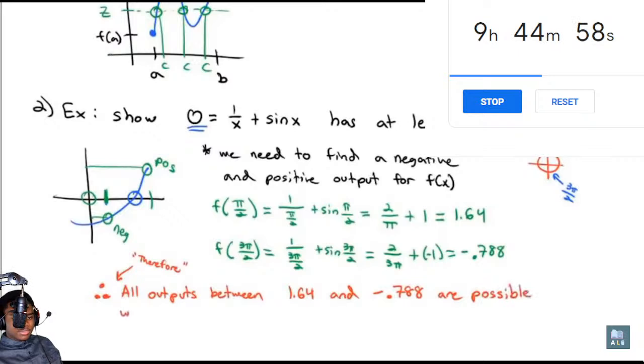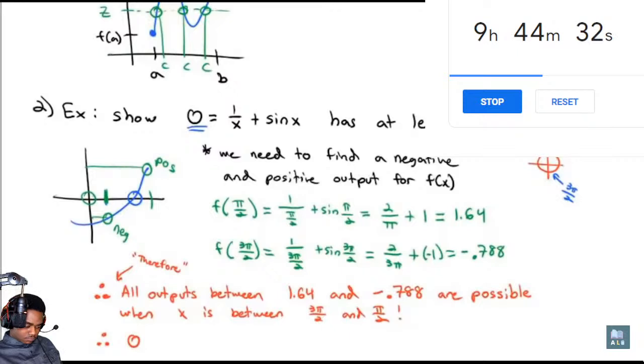Specifically, they're possible when x is between 3 pi over 2 and pi over 2. That seems simple enough. Therefore, 0, which is between those values, is a solution. The intermediate value theorem tells us that there has to be a result, an output, between 1.64 and negative 0.788. 0 is between there, therefore 0 is a solution.